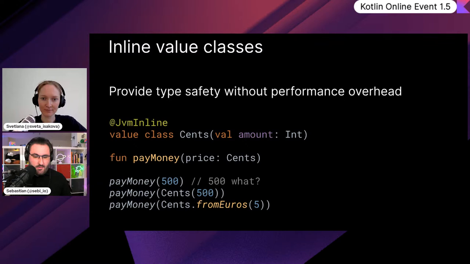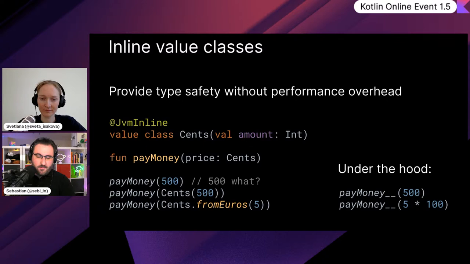Now, of course, we can still do things like provide member and extension functions, but this kind of structure will be desugared at compile time to the underlying values, which means you receive the same performance as if you had just used the underlying type directly.